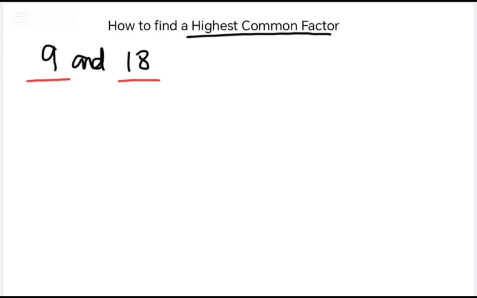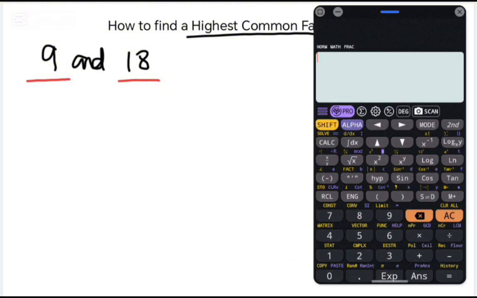So for 9, just take out your calculator and say 9 divided by 1, which gives us 9. So it means that 1 and 9 are the factors of 9. Divide by 2, it gives you a fraction. 3 gives us a whole number, so 3 is also a factor of 9. You can try the others, but these are all the factors of 9.